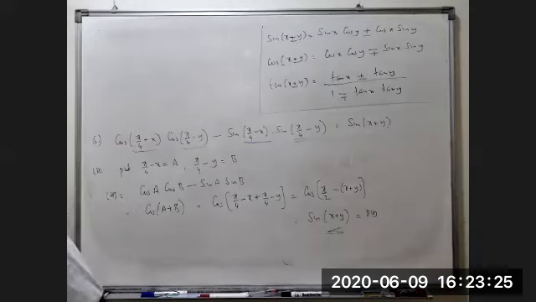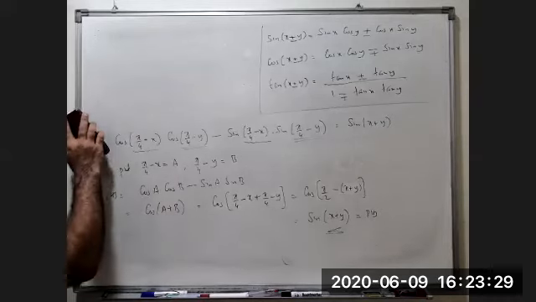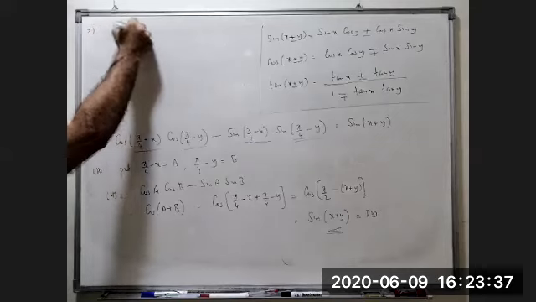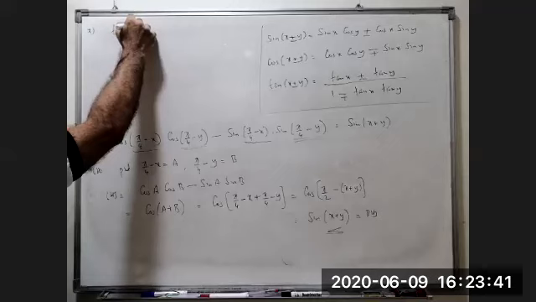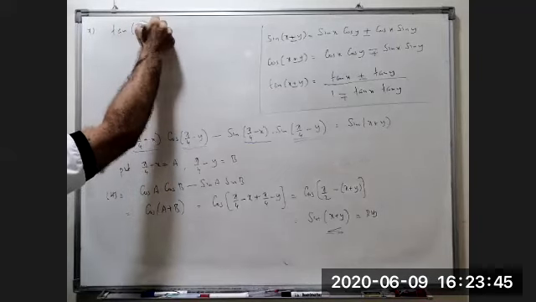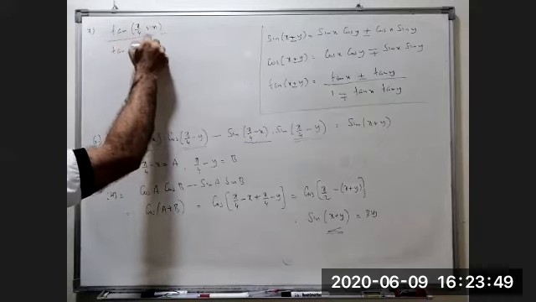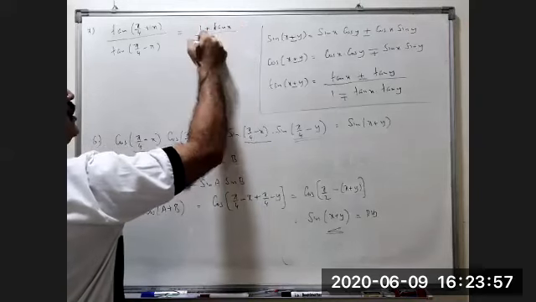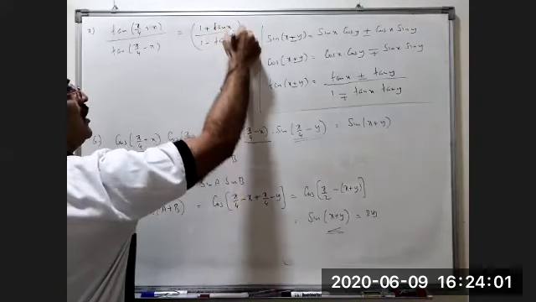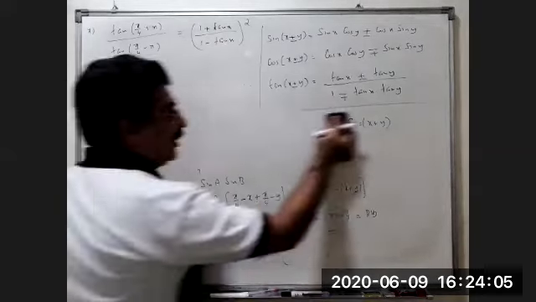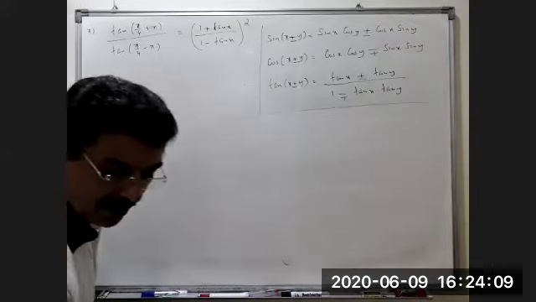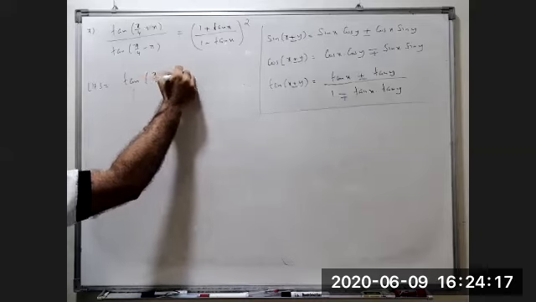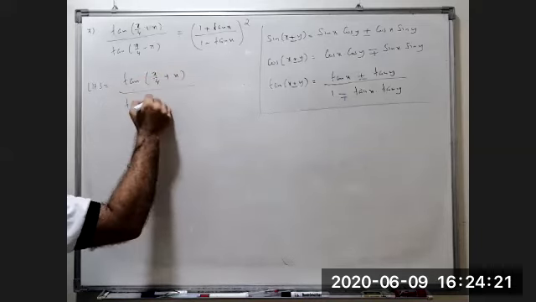Now question number 7. Prove that tan(pi by 4 plus x) by tan(pi by 4 minus x) is equal to (1 plus tan x by 1 minus tan x) the whole square. Taking LHS, our LHS is tan(pi by 4 plus x) by tan(pi by 4 minus x).